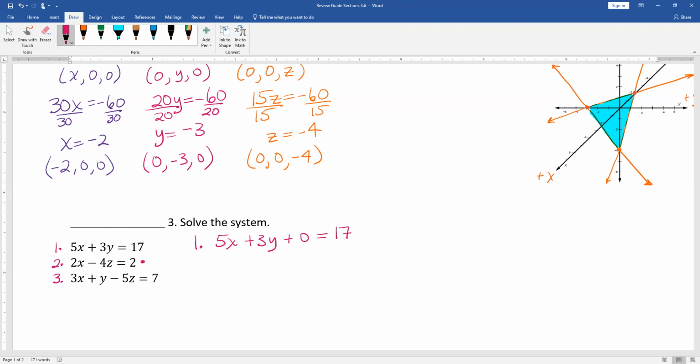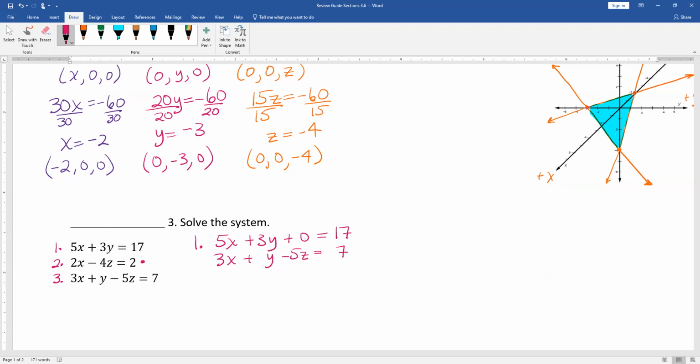And then I'm going to take equation 3: 3x plus y minus 5z equals 7. I am going to eliminate the y variable because when I do, it will create an equation that only has x and z, which just so happens to match the variables in equation 2, x and z. Then I can take those equations and get rid of one of my variables.